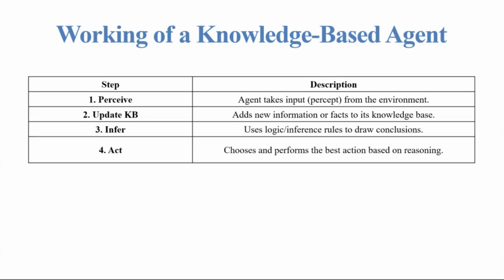The second step is to update the knowledge base. Once the agent receives the new information, it doesn't immediately make a decision. Instead, it first updates or checks its knowledge base. The knowledge base already contains facts and rules about the world. For example, it may already know: if the sky is cloudy, it may rain. If the traffic signal is red, stop the vehicle. If the body temperature is above 38 degrees centigrade, the patient has a fever.